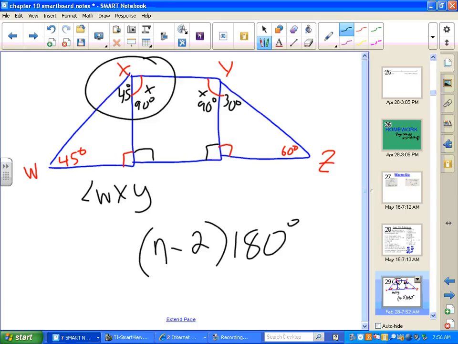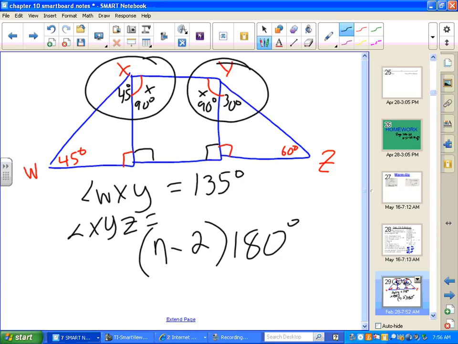Good, 135 degrees. They also ask you to find angle XYZ, which is right here. What is angle XYZ, Sean? Good, it's 120 degrees. So if you go through a process of elimination like we did, use your common sense, and find the missing angles that you can based on what you know, because technically all of you knew enough to solve this.